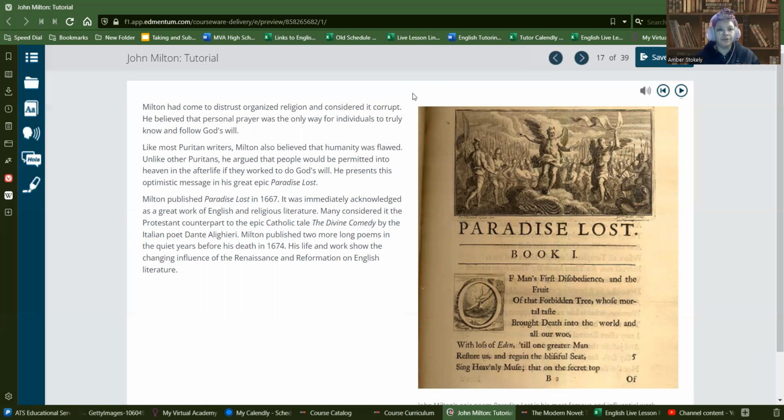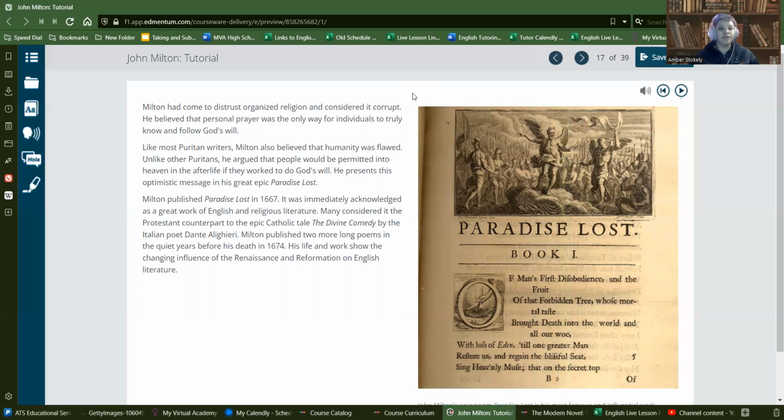But unlike other Puritans, he thought and argued that people would be allowed into heaven if they actually worked to do God's will while they were alive. And he presents that message in Paradise Lost. Paradise Lost is actually his biggest work.